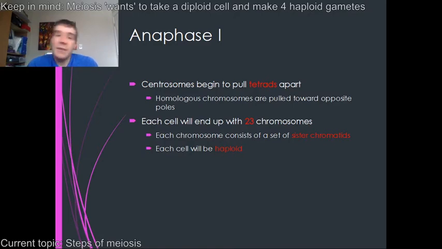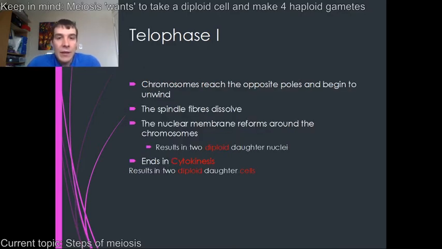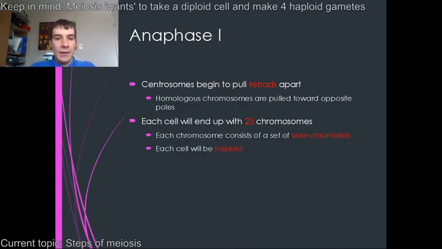In humans specifically, 23 chromosomes, right? Different animals, different plants and everything, have different numbers of chromosomes. So each cell suddenly becomes haploid. Chromosomes reach the opposite poles, they aligned. All that happens.